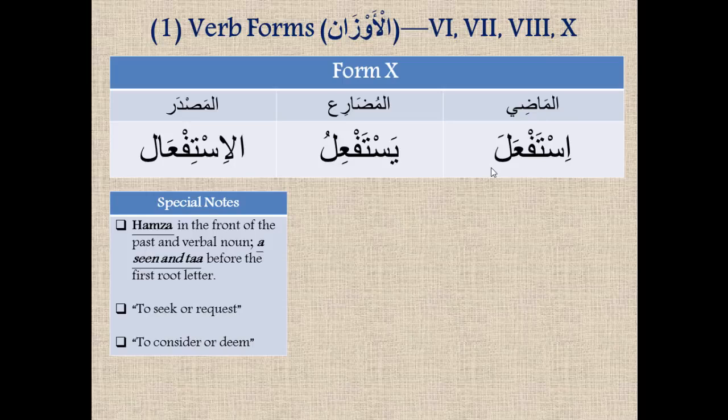Form 10 has a few different abstract meanings. Number one, to seek or to request, to do the form 1 meaning, to seek or to request. So an example would be istakhara yastakhiru al-istikhara. Istakhara means to seek khair, to seek goodness. So the prayer al-istikhara, salat al-istikhara, is a prayer that we perform when we are seeking khair from Allah, when we're seeking divine guidance before we make big decisions in our life.